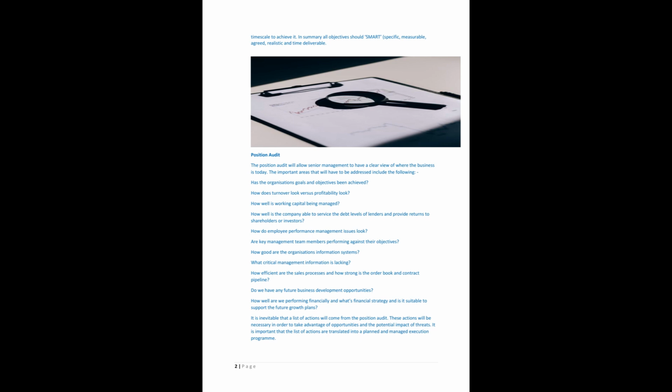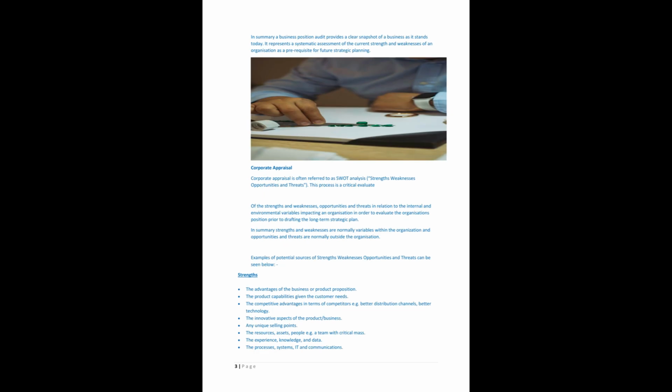The efficiency of sales processes, the strength of the order book, and contract pipeline are considered, as well as identifying future business development opportunities. Finally, the company's financial performance and strategy are assessed to ensure they support future growth plans. This process inevitably results in a list of actions that must be carefully planned and managed to capitalize on opportunities and address potential threats. A business position audit offers a clear snapshot of where a company stands right now by systematically assessing its current strengths and weaknesses. This step is essential before planning future strategies.